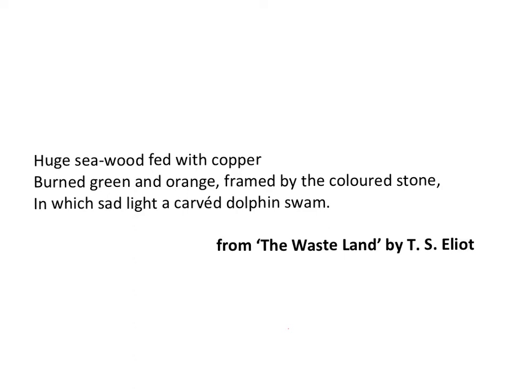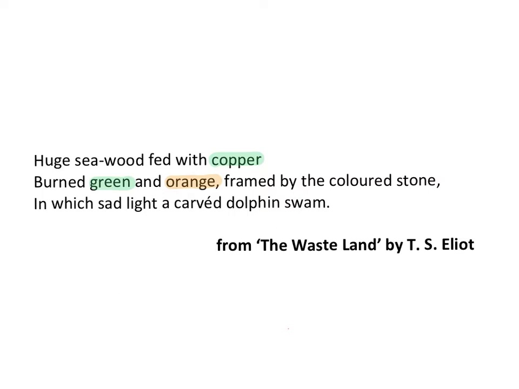So I've already said it's C8 chemical analysis, and this is about metal ions and what happens when we burn them, or we put energy into them anyway. So we've got here an example of seawood being burnt. It's being fed with copper. We get two very distinct colours, or Eliot is telling us about two very distinct colours. There's green and there's orange. So I'm expecting you to probably tell what's causing the green colour quite quickly, and that is the copper. But what about the orange?